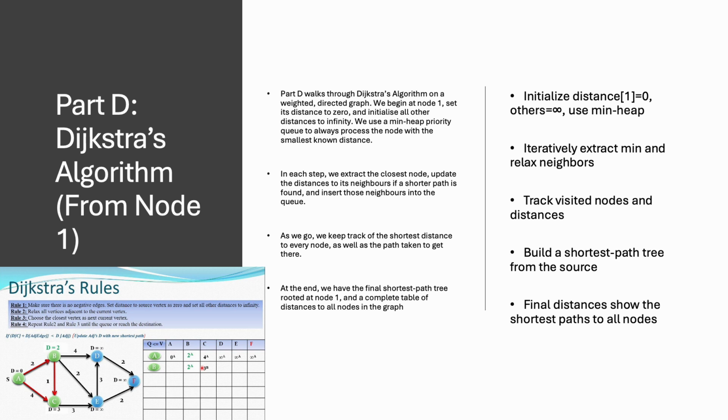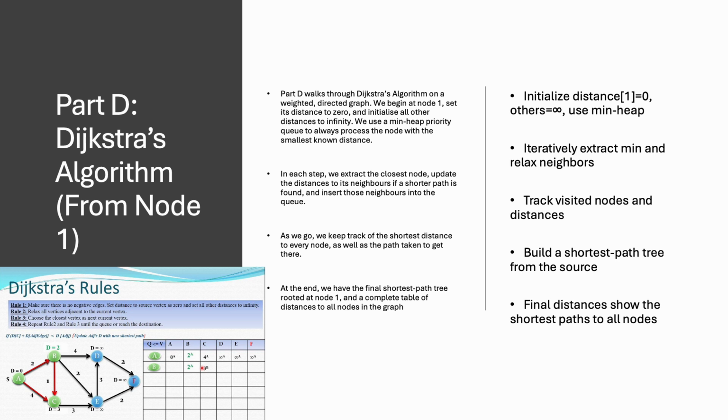So in part D, we walk through Dijkstra's algorithm on a weighted directed graph. We begin at node 1, set its distance to 0, and set all other distances to infinity. We use a min heap priority queue Q to always process the node with the smallest known distance. In each step, we extract the closest node, update the distance to its neighbors if a shorter path is found, and insert those neighbors into the queue.